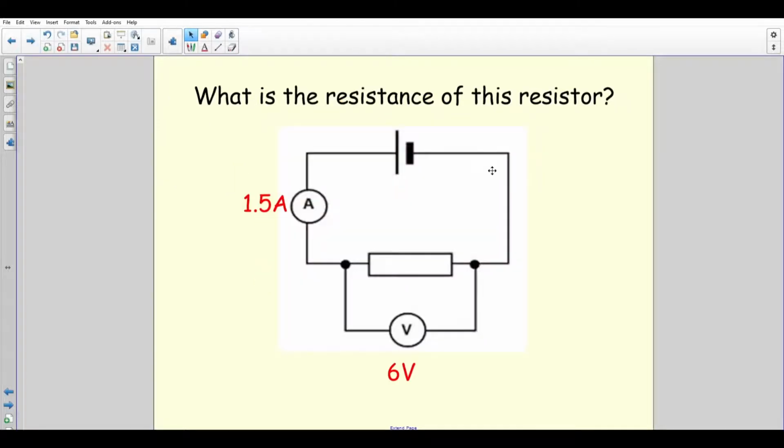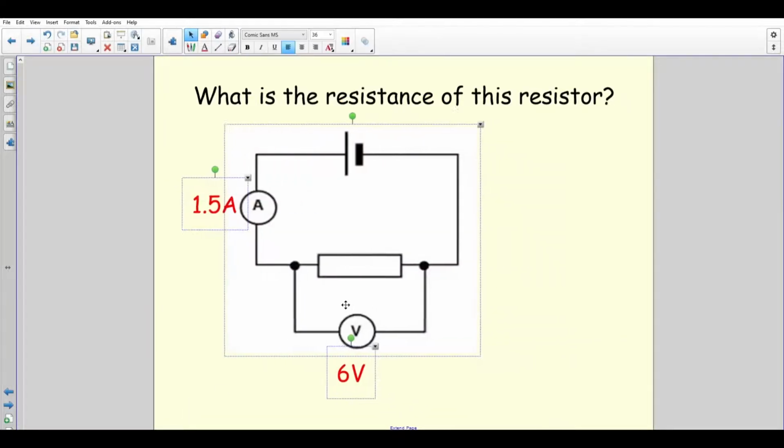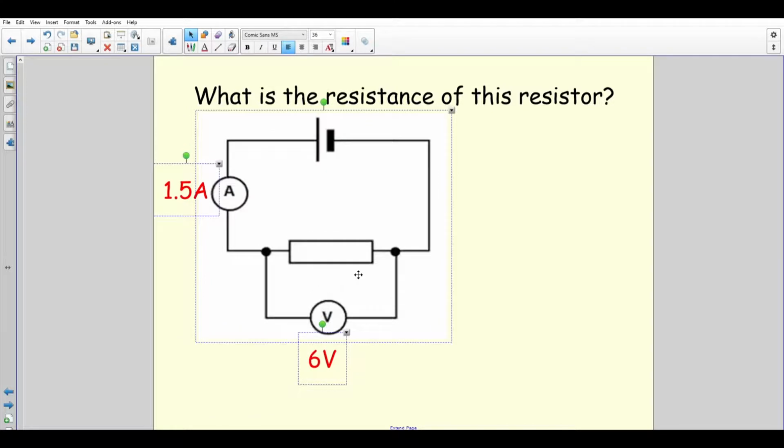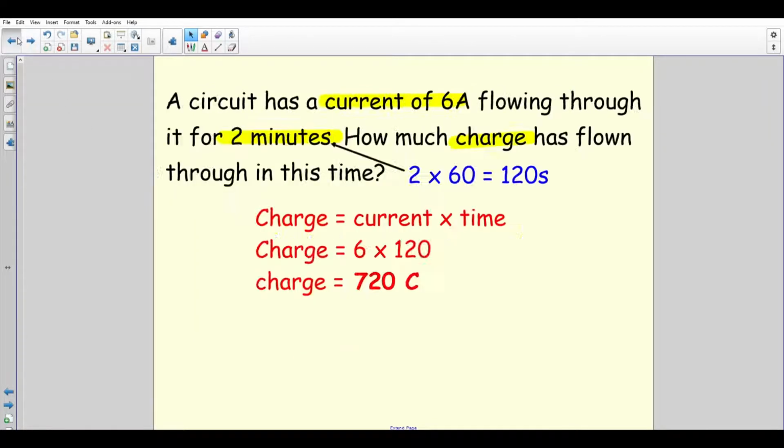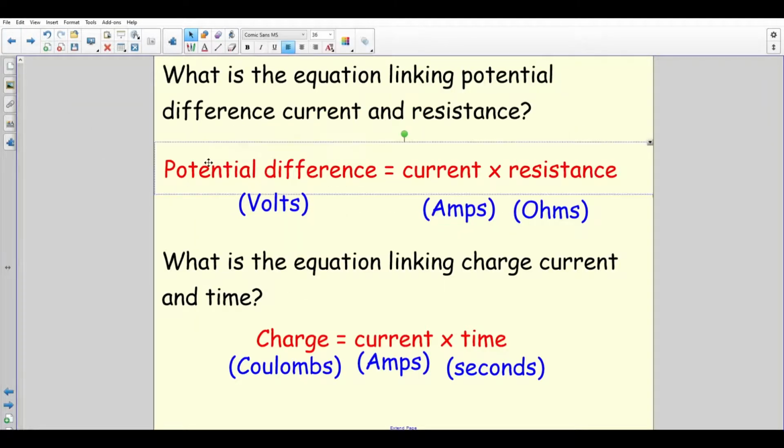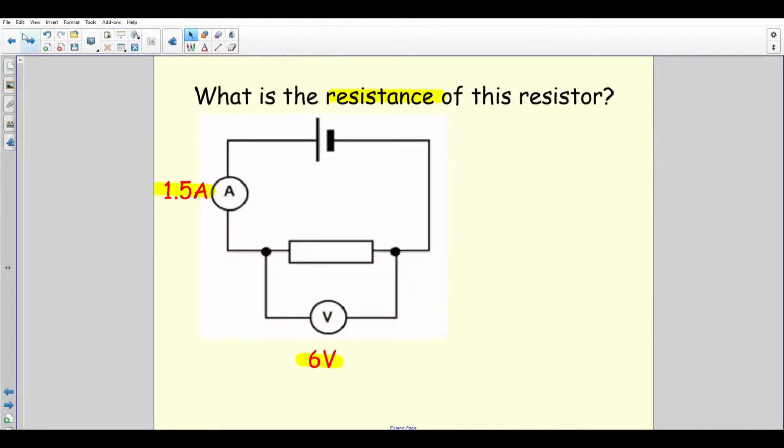Right, next one. This time I'm given a picture, not an actual worded question, and it wants me to measure the resistance. Next to my voltmeter, I've got 6 volts, and next to my ammeter, I've got 1.5 amps. So I want to find resistance, and I'm given a current, because it's my ammeter, which measures current, and a potential difference, because my voltmeter measures potential difference. So again, which equation am I going to use? It's going to be this top one, isn't it? Potential difference equals current times resistance.